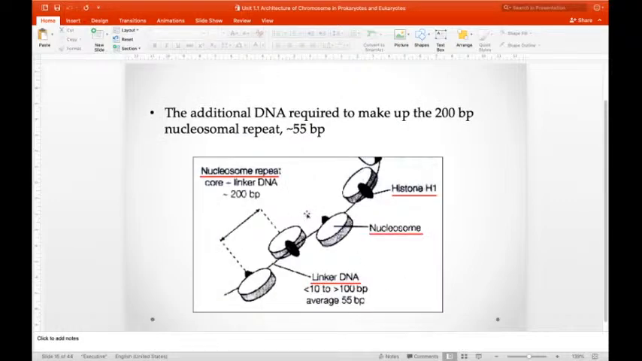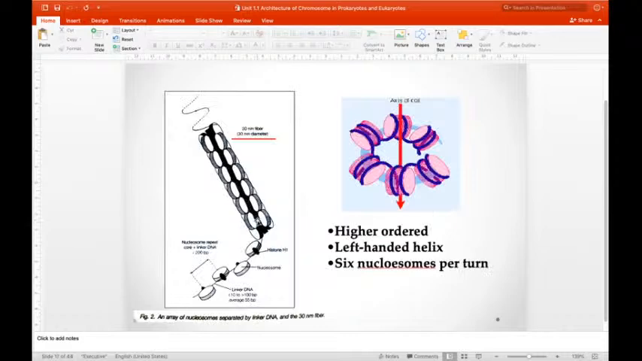Same thing. So you have your nucleosomes on the side, a nucleosome here, and here is the histone H1, and then your DNA is coiled around it, and linker DNA is in between them, which is 10 to 100 base pairs, average 55 base pairs. And these nucleosome repeats are around 200 base pairs, so with the linker DNA, additional DNA is required to make up 200 base pairs, with nucleosome repeats around 55 base pairs.